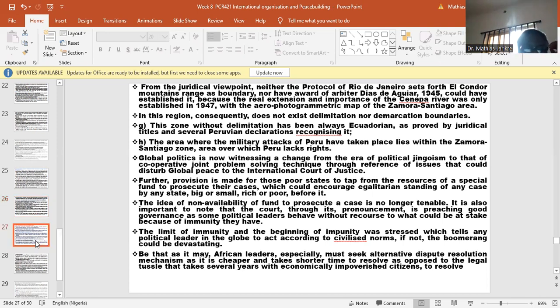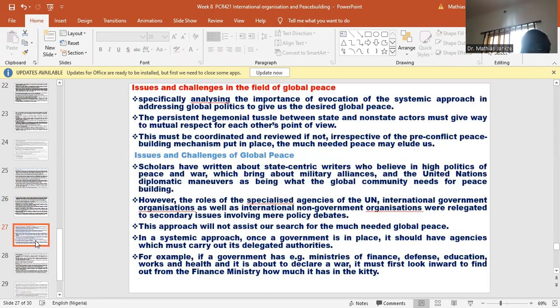Now, let us look at the issues and challenges in the field of global peace. First, specifically analyzing the importance of education of the systemic approach in addressing global politics to give us the desired global peace. The persistent hegemonial tussle between state and non-state actors must give way to mutual respect for each other's points of view. This must, as a matter of fact, be coordinated and reviewed, irrespective of the pre-conflict peace-building mechanisms put in place. Otherwise, the much-needed peace may elude everyone on earth.